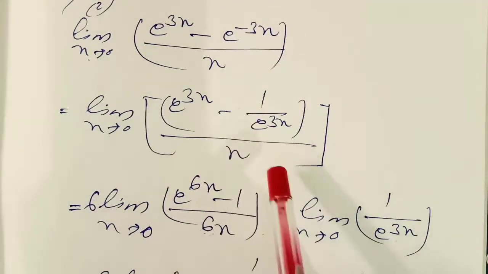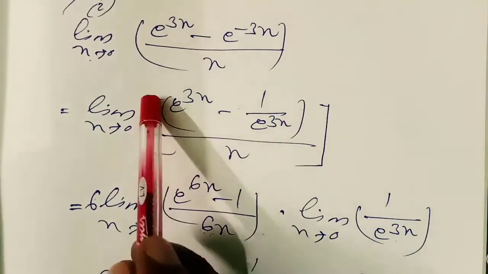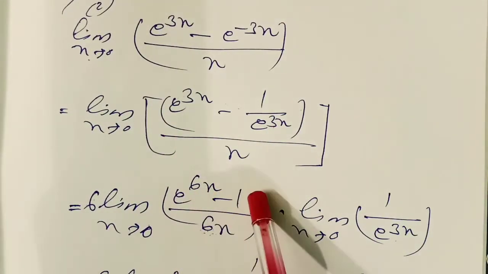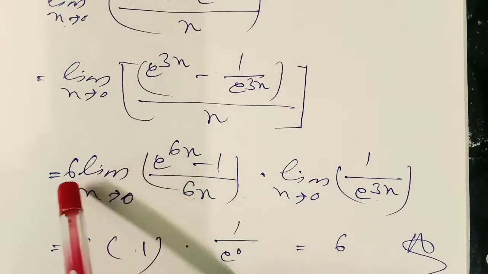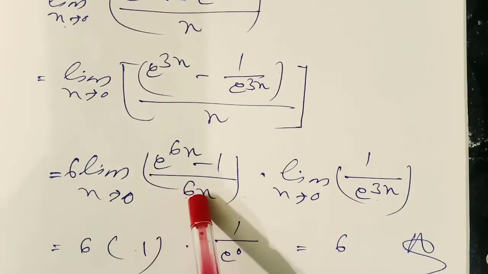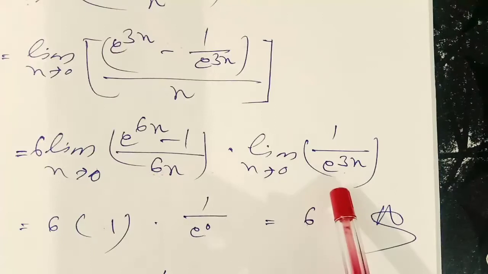The negative power is given, so you have to write it as 1 by e to the 3x. Taking the LCM, it becomes e to the power 6x minus 1, by e to the 3x. The same thing you have to adjust here: 6 multiplied here, 6 here, and 1 by e to the 3x separated here.